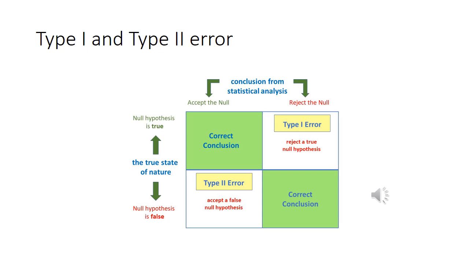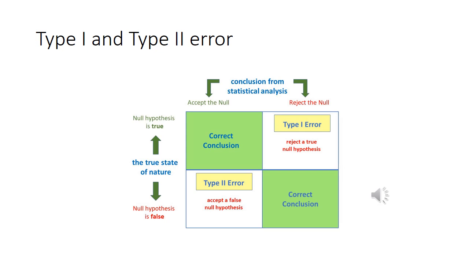We can make a mistake in both single tail test and two tail test. We can accept a hypothesis which is actually incorrect, or we can reject a hypothesis which is actually true. So in both the cases we are committing a mistake.